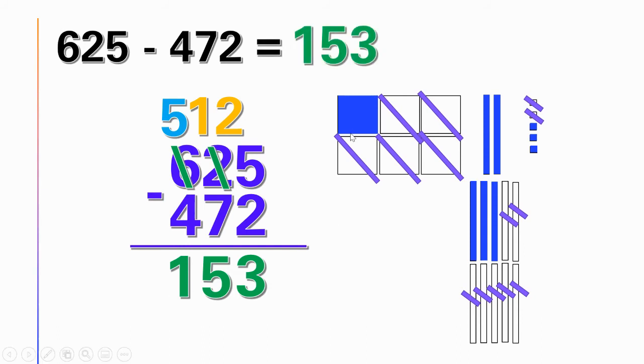That's also represented here with all the blues that are shaded in. 100 with the 1 in the hundreds place, 5 tens rods represented by the 5 in the tens place, and 3 ones cubes represented by the 3 in the ones place.